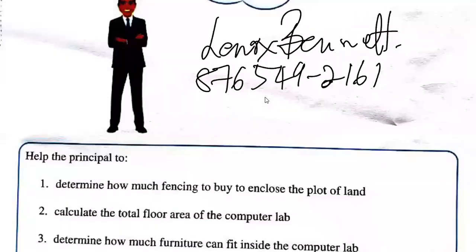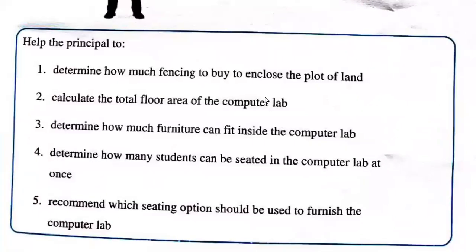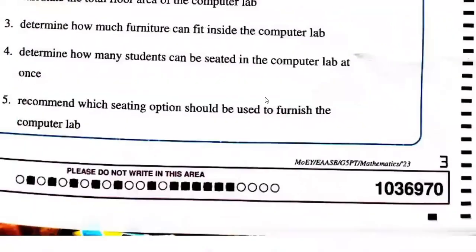All right, here's our task. It says help the principal to 1. Determine how much fencing to buy and enclose a plot of land. 2. Calculate the total floor area of the computer lab. 3. Determine how much furniture can fit inside the computer lab. 4. Determine how many students can be seated in the computer lab at once. 5. Recommend which seating option should be used to furnish the computer lab. So these are the 5 tasks. Let's get right into it.